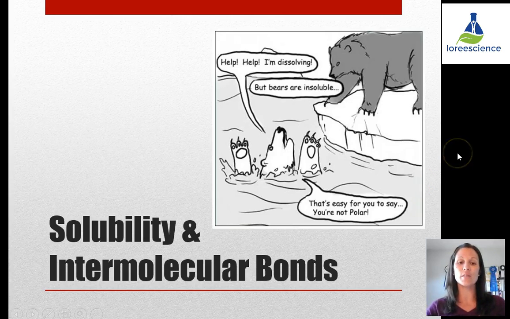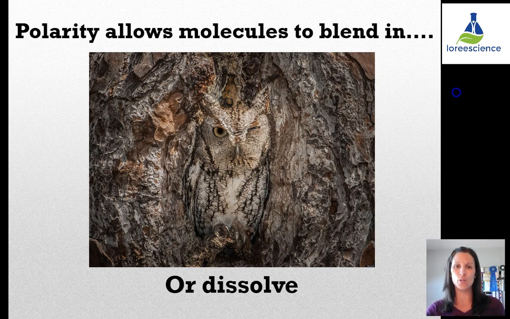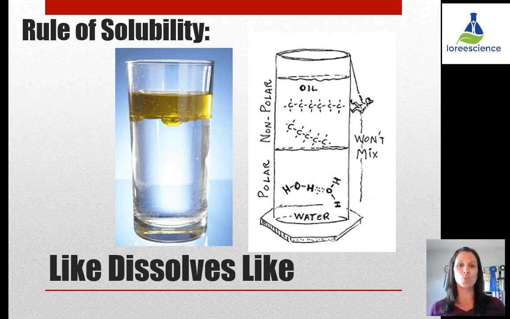This lesson is taking a look at solubility and intermolecular bonds. Polarity allows molecules to blend in, or in biochemistry, meaning to dissolve. So whether a molecule is polar or nonpolar will dictate what it can dissolve in. So we start off with the rule of solubility. The rule of solubility is simple.